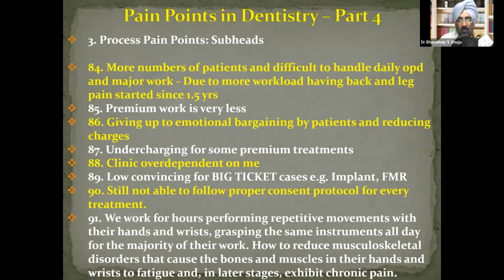We work for hours performing repetitive movements with our hands and wrists, grasping the same instrument all day for the majority of our work. How to reduce musculoskeletal disorders that cause the bone and muscles in our hands and wrists to fatigue and in later stages exhibit chronic pain. Number one thing is make a correct posture choice. Add ergonomic gadgets to your practice. Maybe microscope, maybe Sally's tool, and that.